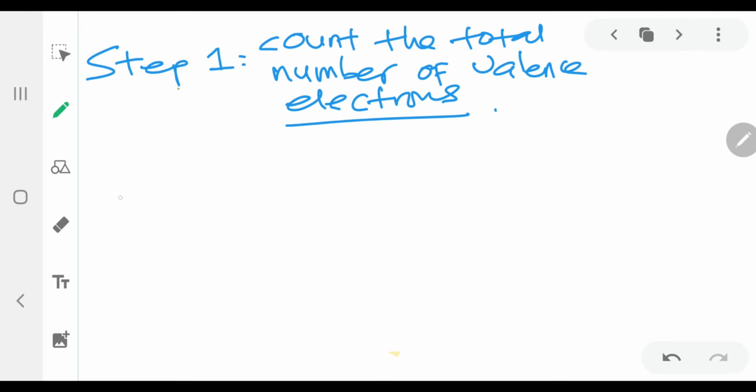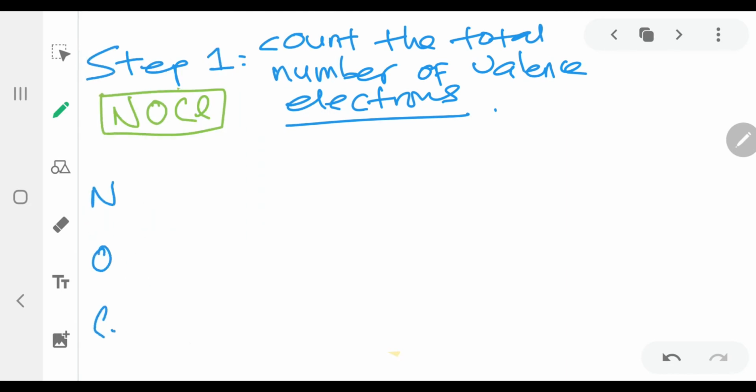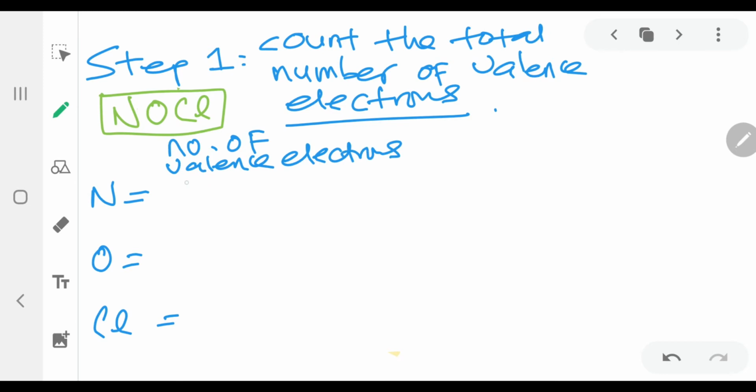The first step we need to do is to count the total number of valence electrons involved in the construction of the Lewis structure. As you can see just now, we're going to involve N, O, and Cl. So there are three elements involved in the construction of that Lewis structure. We have nitrogen, oxygen, and chlorine. Valence electrons.